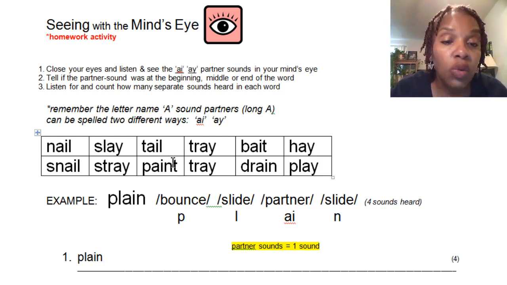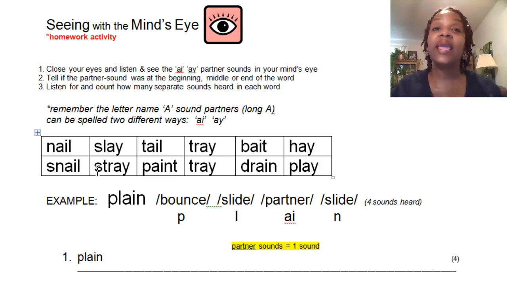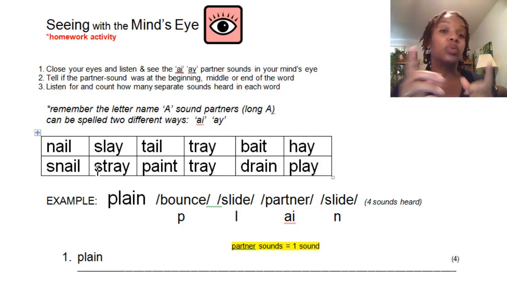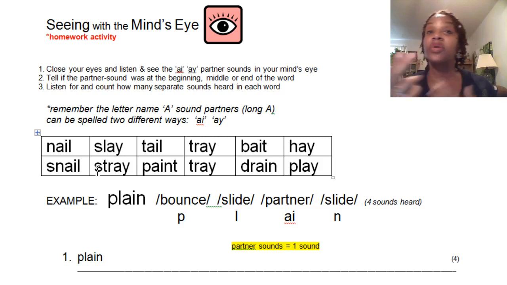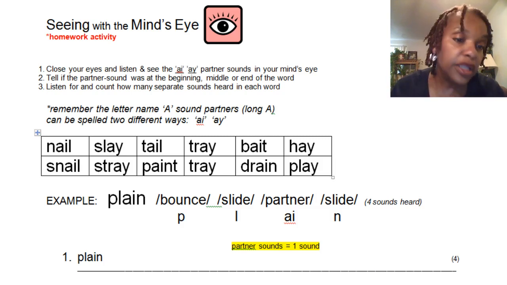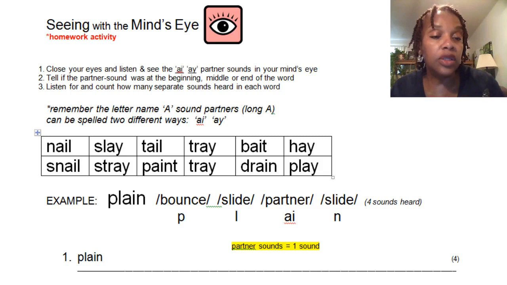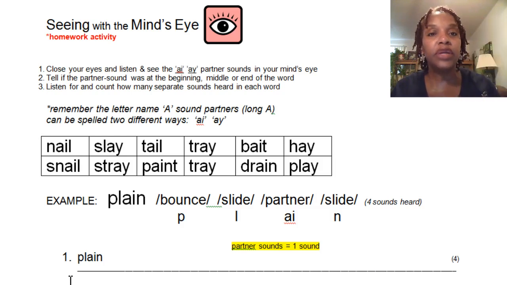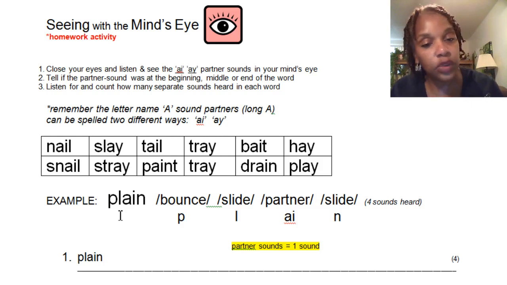So these are words that feature the A two vowels walking partner sound. Now the sound A can be spelled with the partner AI or the partner AY. So even if it's AI, it says A. If it's AY, it says A, right? So what you're going to do is look at the word. You're going to sound it out. You're going to close your eyes and see the partner sound. And then you're going to count how many sounds that you hear. Okay? So let's do this first word.